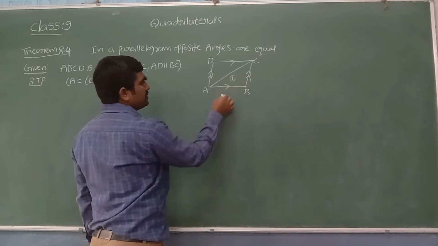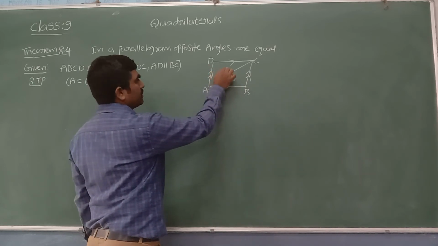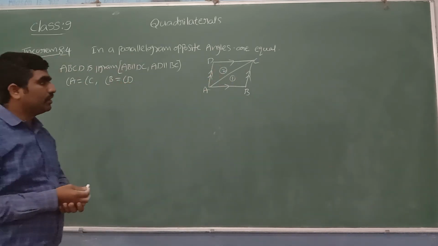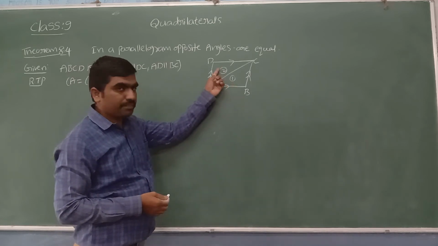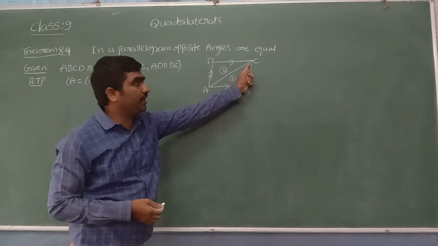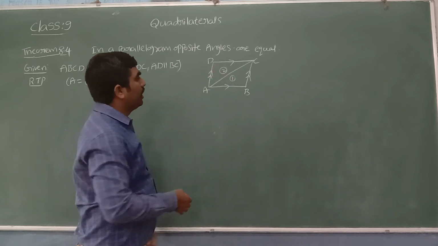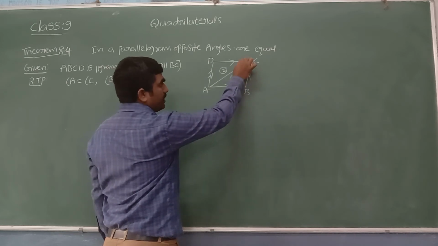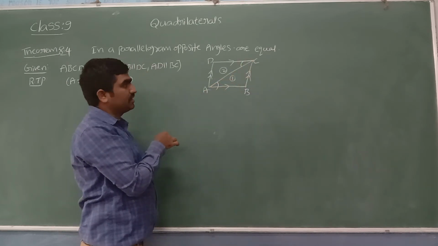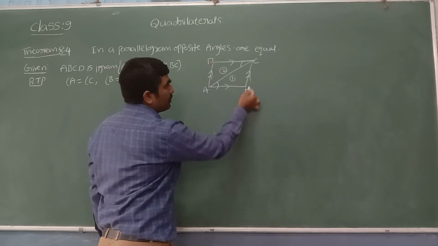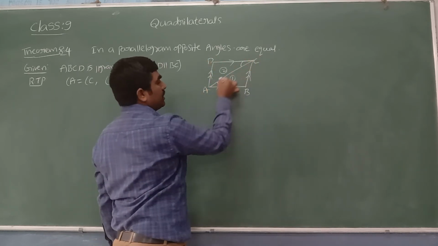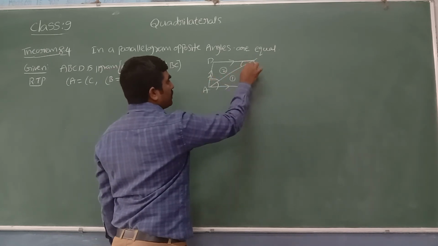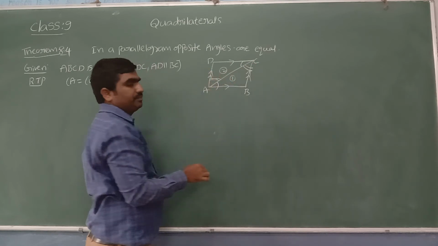Let me take one triangle ABC, and you can take any one you wish. And I am taking the second triangle. Now we have to prove that both the triangles are congruent. How can I prove congruent? Any equal parts? In both triangles, AC is the common side. DC is parallel to AB, so these two are alternate angles. Also AD is parallel to BC. AC is the transversal, so these two are alternate angles, and alternate angles are always equal.